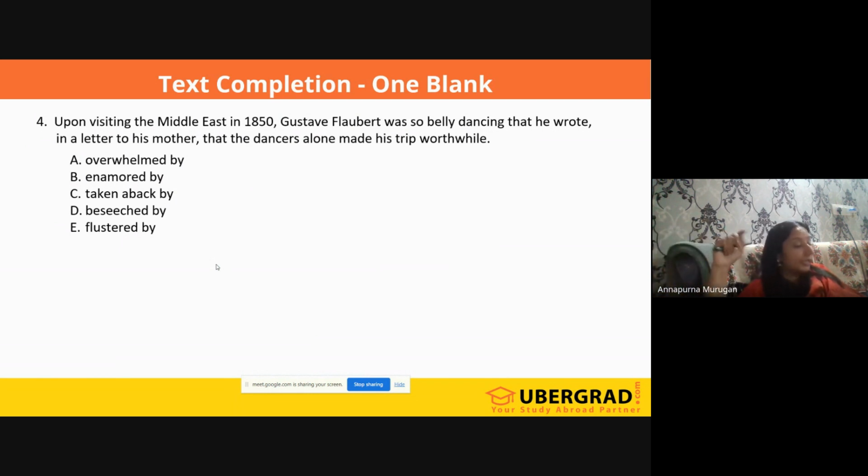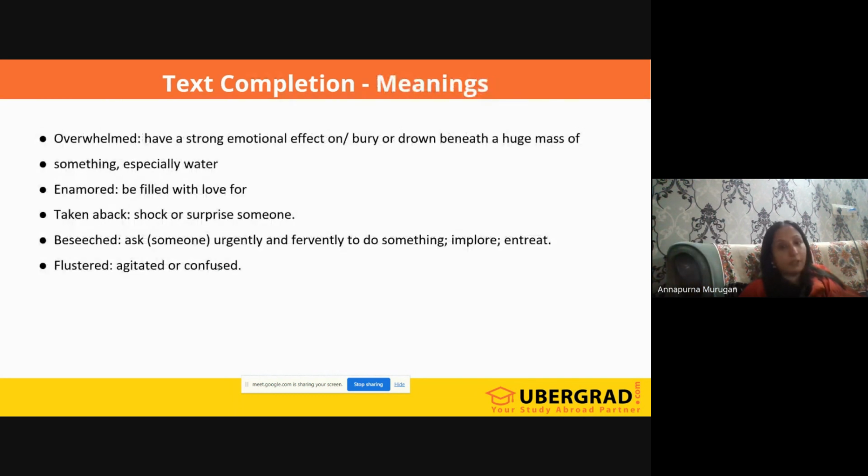Okay, so taken aback is what? He was not surprised, isn't it? He wasn't taken aback, so it is not surprised. Let me take you people to this one. You can see here, having strong emotional effect. Then enamored is filled with love, mesmerized. Taken aback is surprised. Besieged is asking someone urgently to do something. He was not besieged by it. So yes, flustered is agitated or confused.